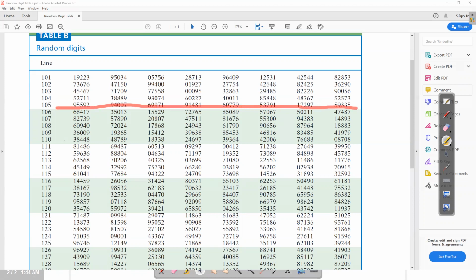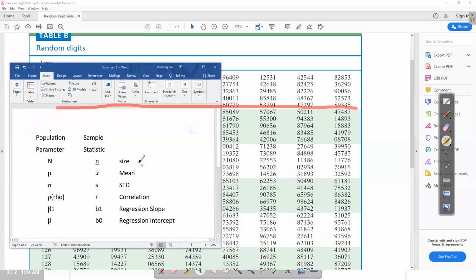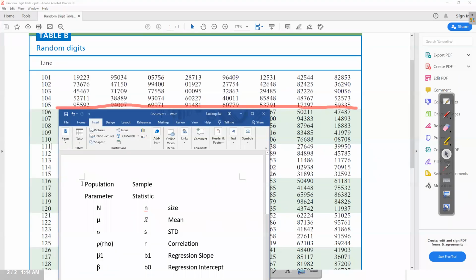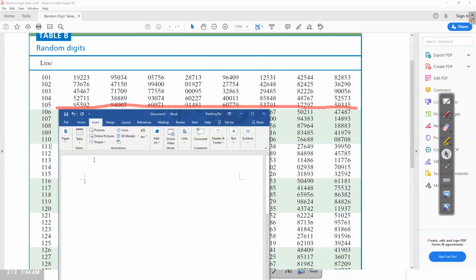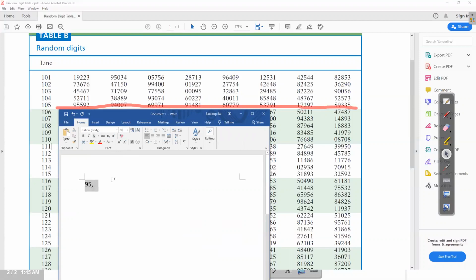Right? So think about how we start reading. Because we have a 2-digit label, we're going to read 2 digits at a time. So the first number we read will be 95. I'm going to make this a little bit bigger so it's easier to see. So it's 95. And once a digit is used, you can't reuse it.